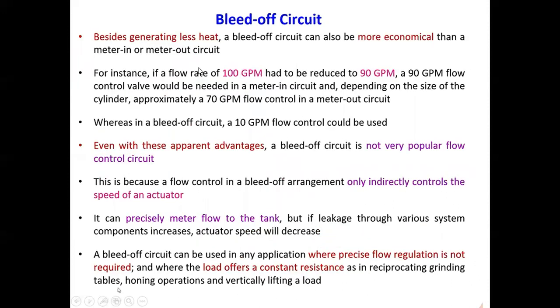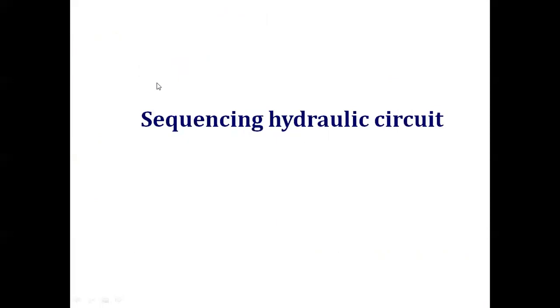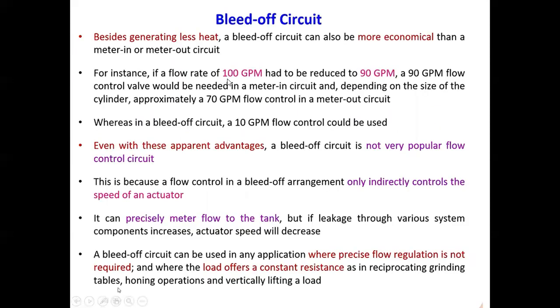So besides generating less heat, a bleed off circuit can also be more economical than a meter in and meter out circuit. For instance, if a flow rate of 100 GPM had to be reduced to 90 GPM, a 90 GPM flow control valve would be needed in meter in circuit, and depending on the size of the cylinder, approximately a 70 GPM flow control in meter out circuit, whereas in a bleed off circuit, a 10 GPM flow control could be used.